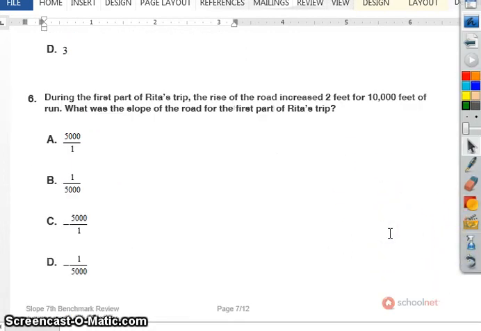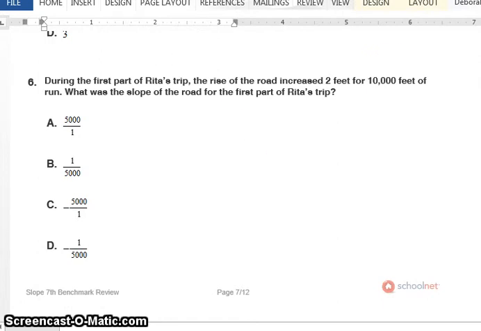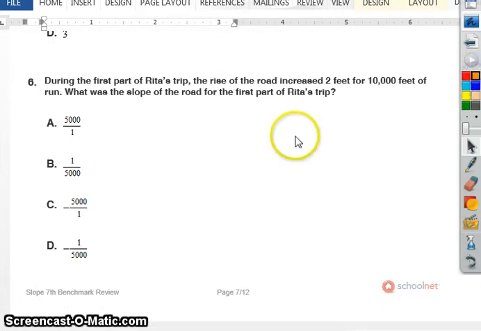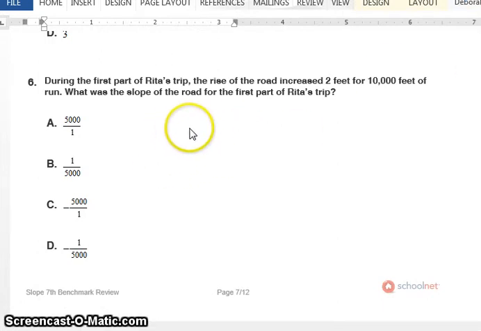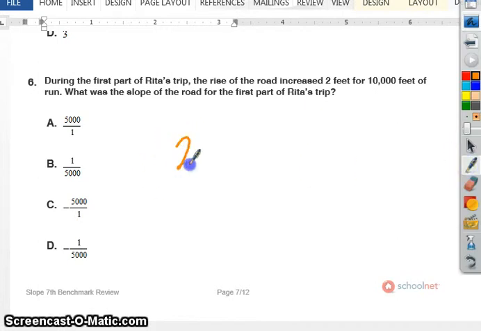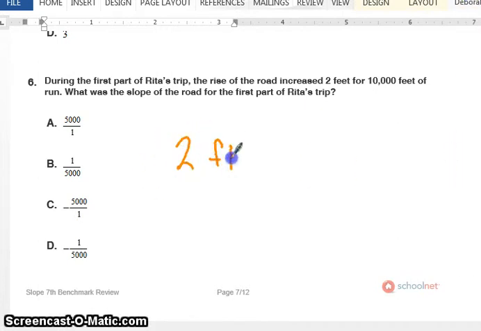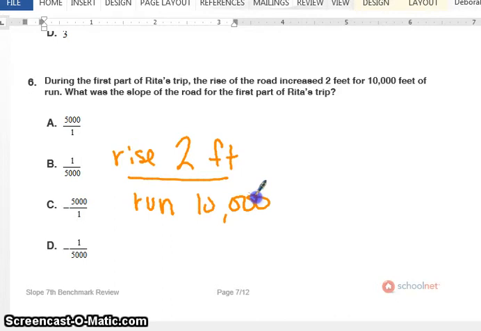Let's look at number 6. During the first part of Rita's trip, the rise of the road increased 2 feet. So that's 2 feet for the rise. And the rise goes on top. For 10,000 feet of run. What is the slope of the road for the first part of Rita's trip?